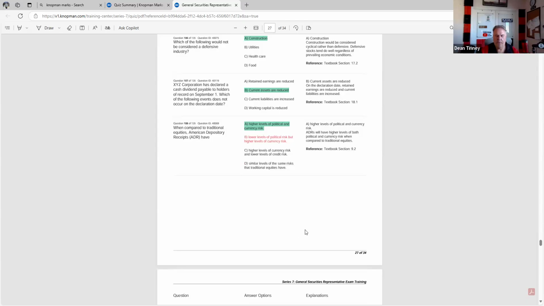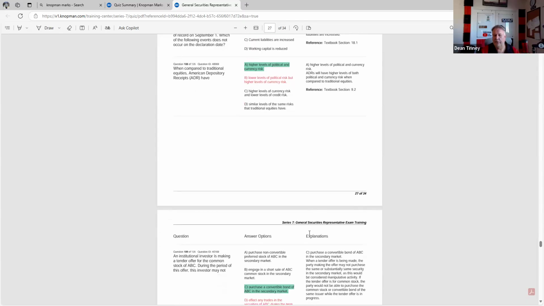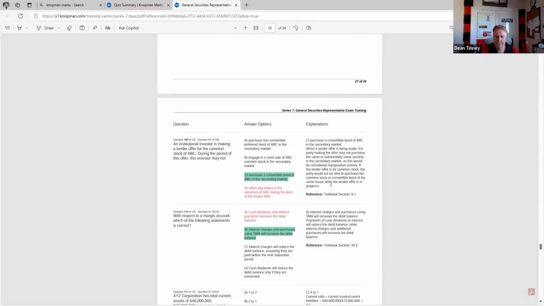I said, yeah, I thought this would be higher levels of political risk, just being the ugly American that I am, that says, oh, these other countries. Man, I don't think that's going to be on the test though. Oh, absolutely not. The part that we both got was the currency risk.